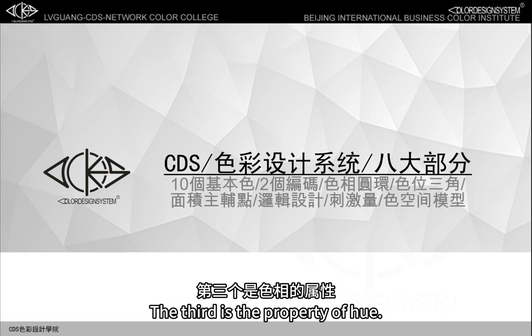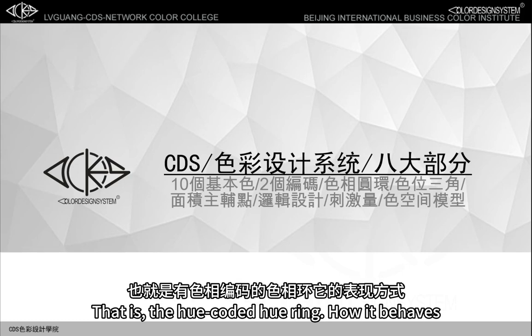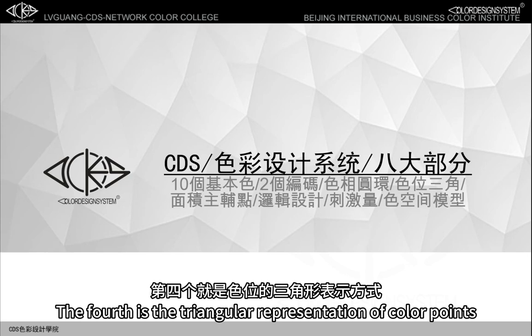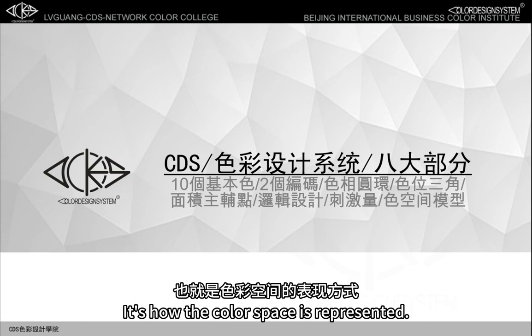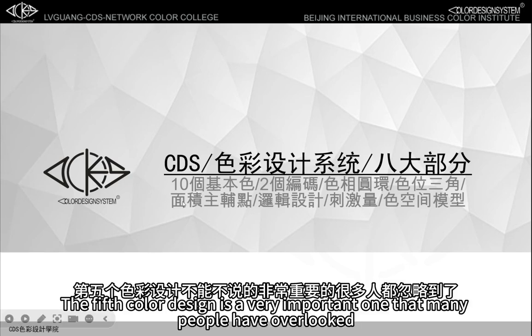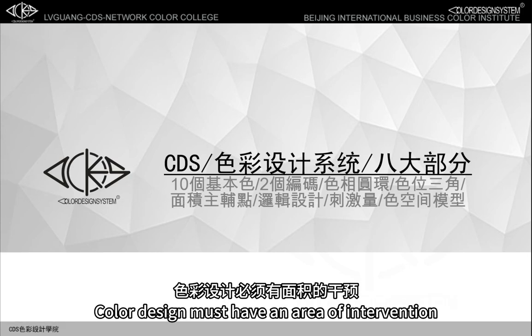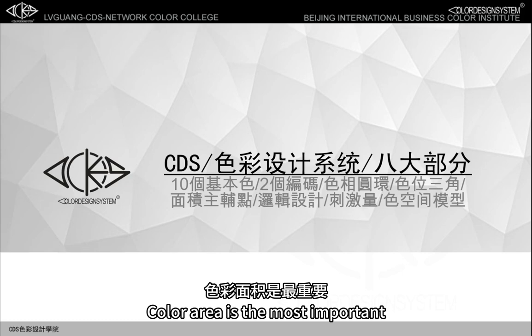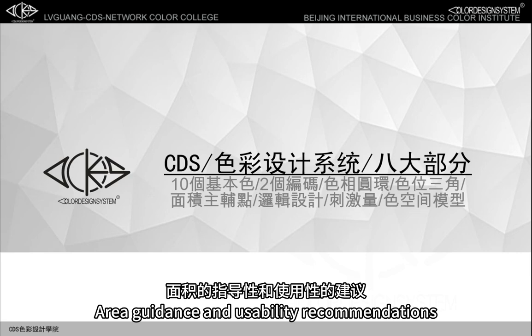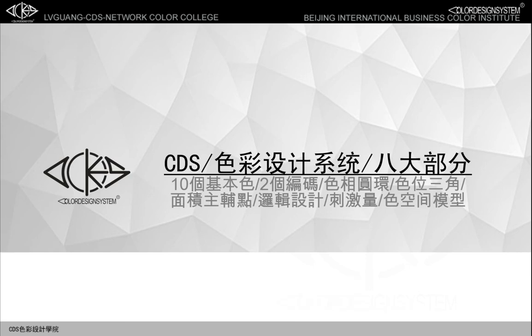The third is the property of hue, that is, the hue-coded hue ring, how it behaves. The fourth is the triangular representation of color points. It's how the color space is represented. The fifth color design is a very important one that many people have overlooked. Color design must have an area of intervention. Color area is the most important. If there are many colors together, there is none. Area guidance and usability recommendations.